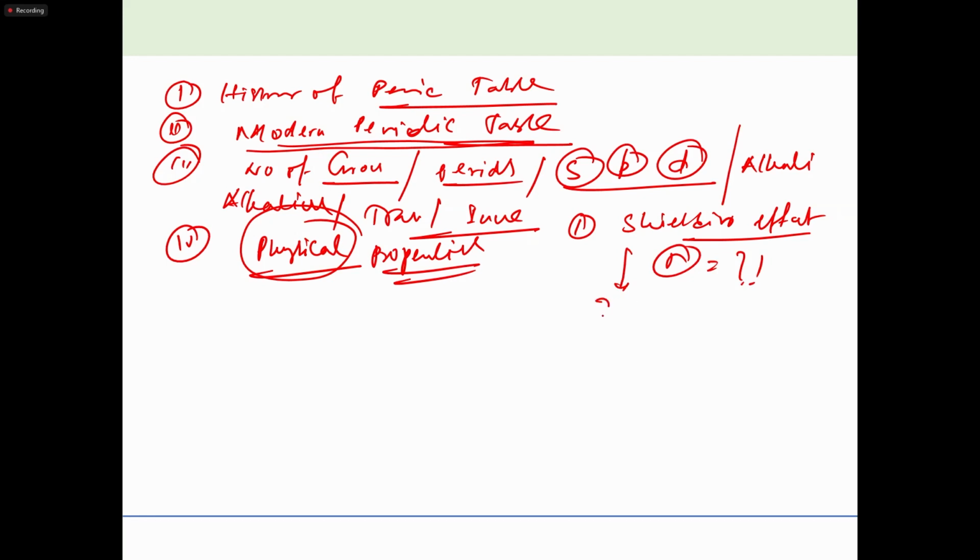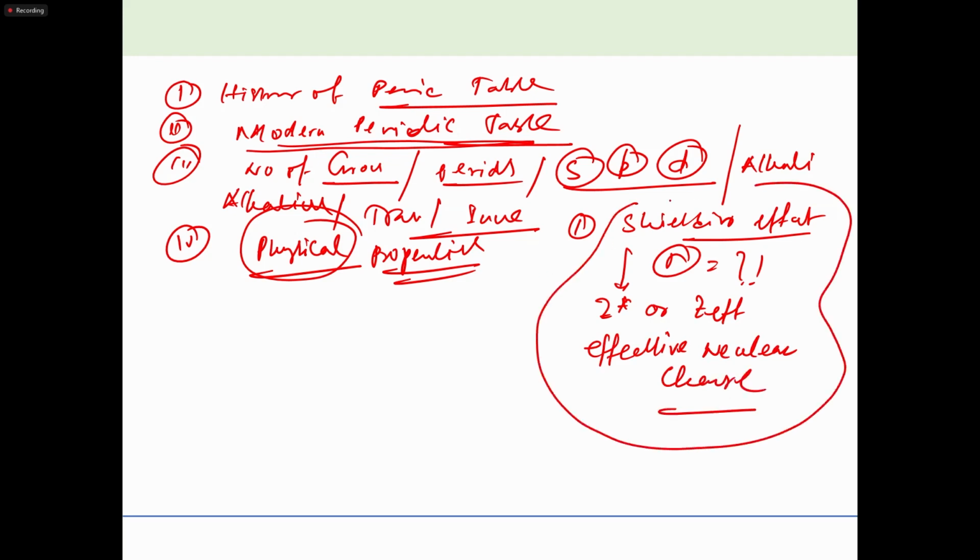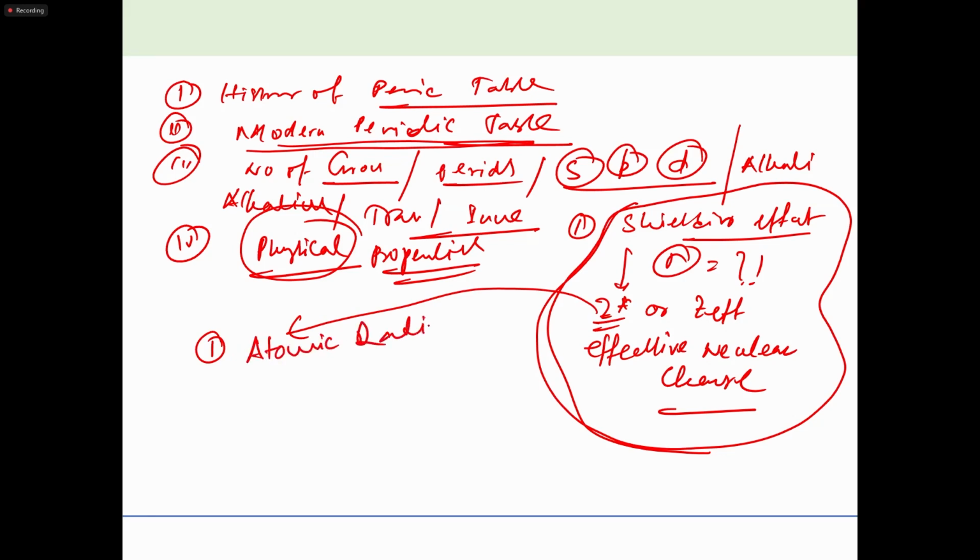Then we talked about Z star or Z effective. This is called the effective nuclear charge. According to that value, this is the Z effective or the effective nuclear charge. We already talked about the atomic radius, the trend of the atomic radius. Then we talked about the ionic radius.